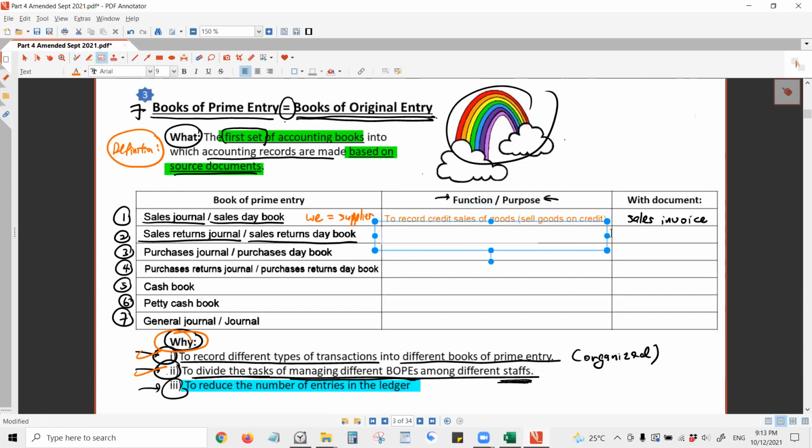You write: to record returns of goods from customers. After that, you know that you have to answer what the document is. What document will you use to record into sales return journal? What document will give you this transaction so that you can record into the sales return journal?